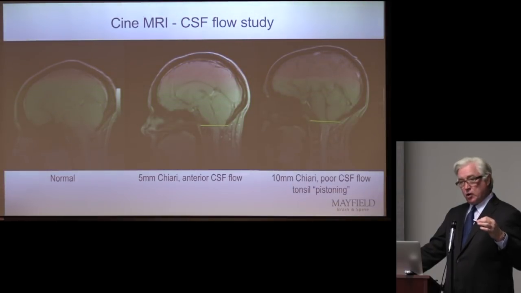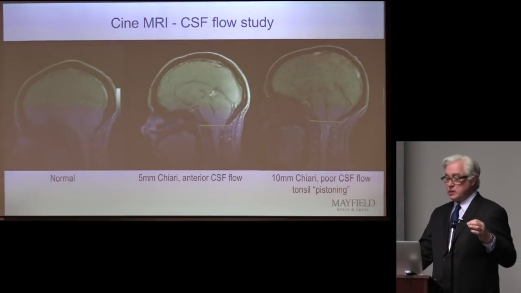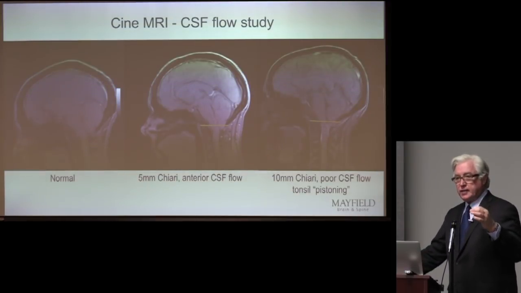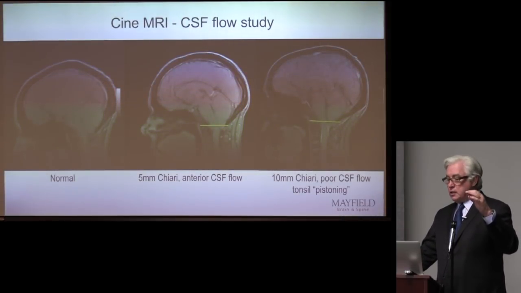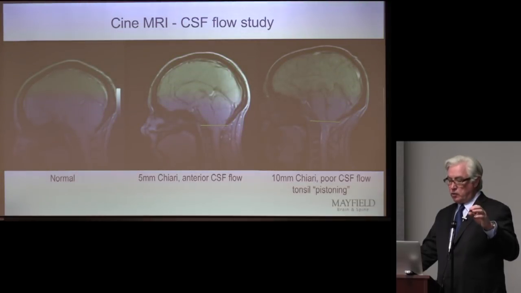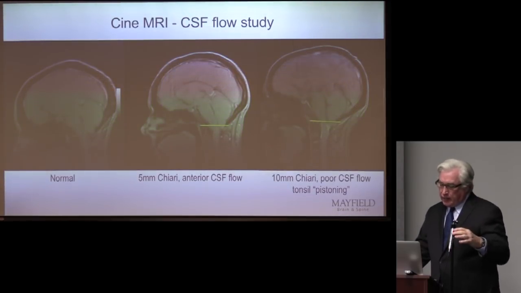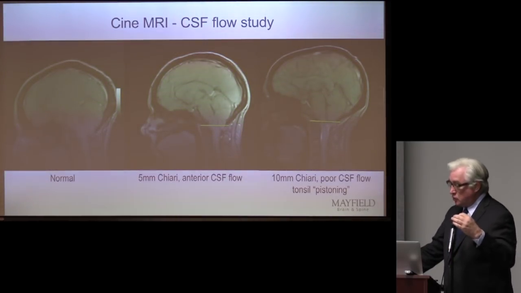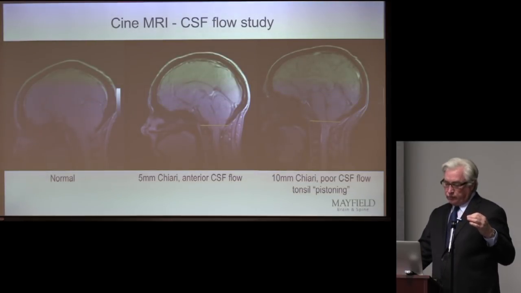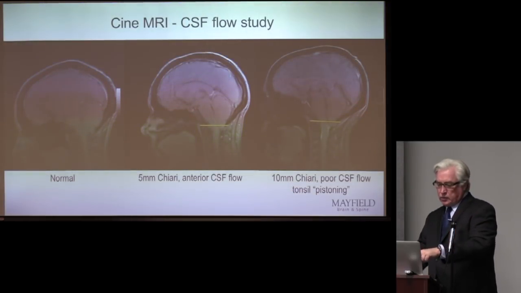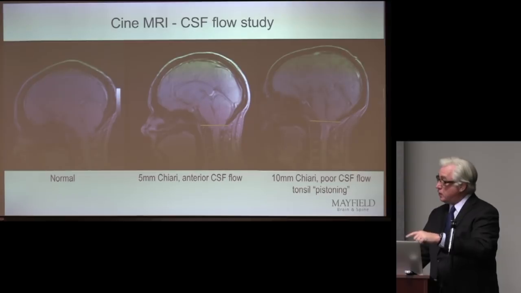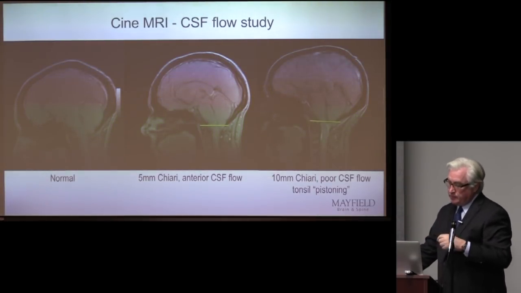Now, this is the study, and probably this is the most important slide in this whole presentation. It's a Cine MRI. What they actually do is make changes in the MRI with special software, and this shows the pulsations or the flow of CSF. On the far left side, you can see a normal flow study, and you can see where the cerebellum is. You can see the pulsations, and the fluid in the front of the brainstem and in the back, and actually all the way up around the top.